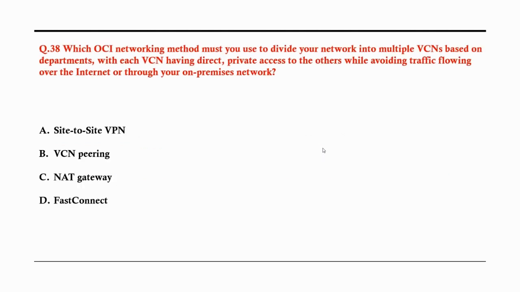Question 38. Which OCI networking method must you use to divide your network into multiple VCNs based on department, where a VCN has direct private access to the other while avoiding traffic flowing over the internet or through your on-premise network? The correct answer is VCN peering. You can achieve this through VCN peering only.